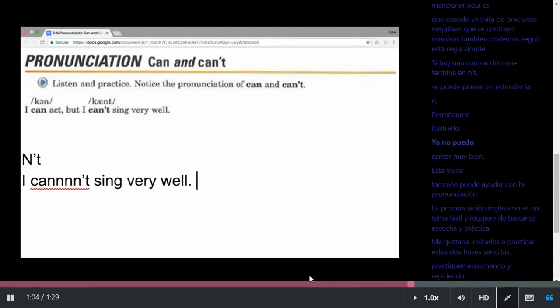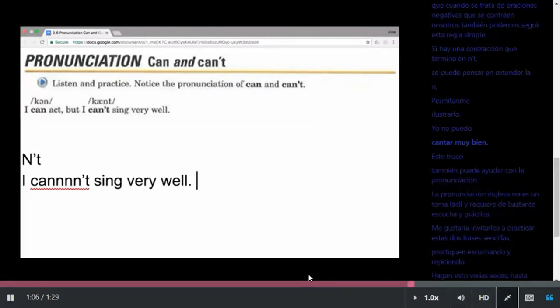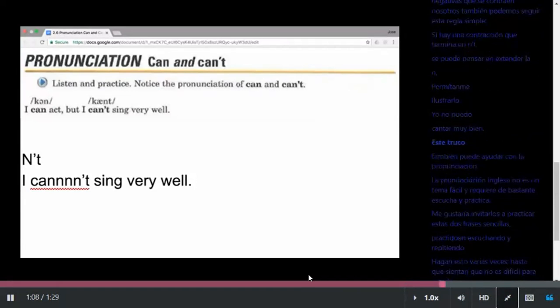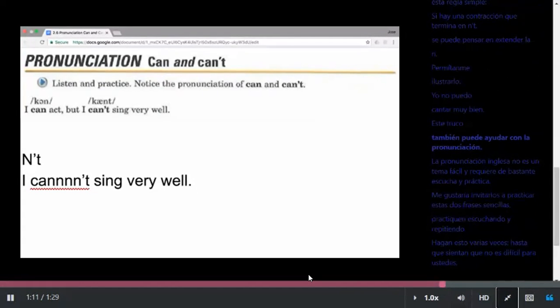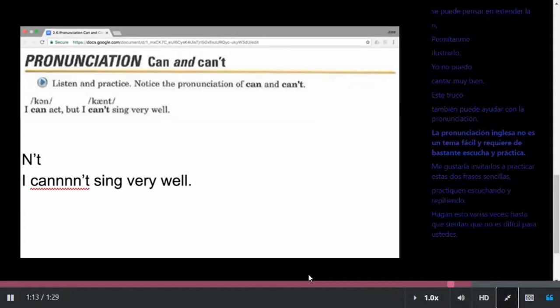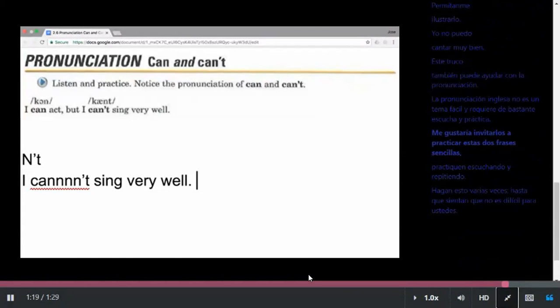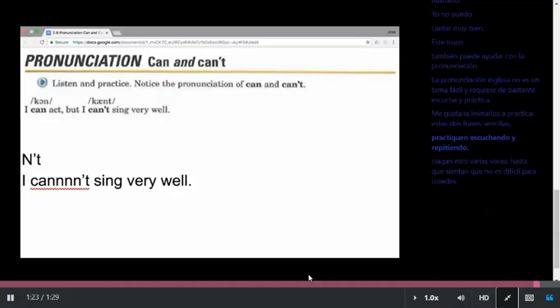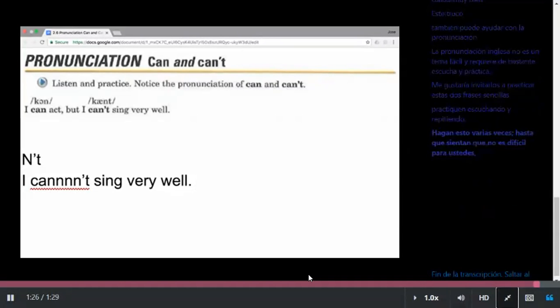I can't sing very well. This trick can also help with pronunciation. English pronunciation is not an easy topic and it requires a lot of listening and practicing. I would like to encourage you to practice these two simple phrases. Practice by listening and repeating. Do this several times until you feel like it's not difficult for you.